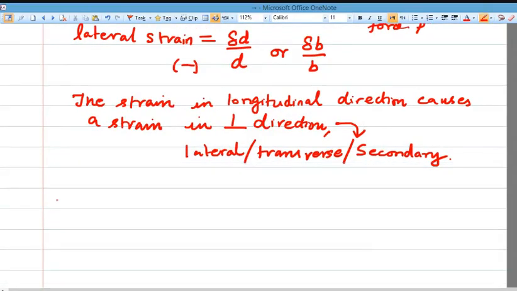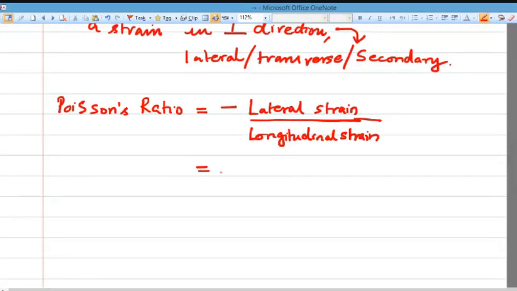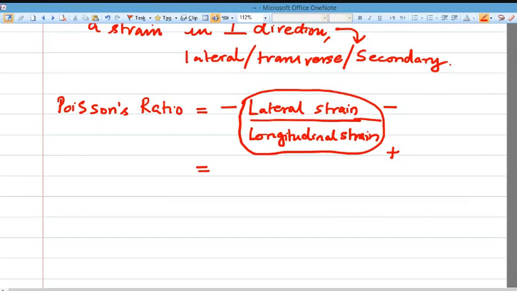Now coming to Poisson's ratio. Poisson's ratio, it is the negative ratio of lateral strain and a longitudinal strain. So why I am putting a negative here? Because this lateral strain and longitudinal strain will be of different signs. If I take the longitudinal strain as positive, your lateral strain will be negative. So the overall ratio, lateral strain by longitudinal strain, will be definitely a negative one.